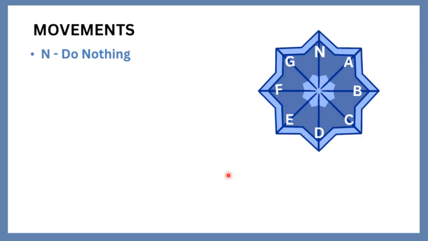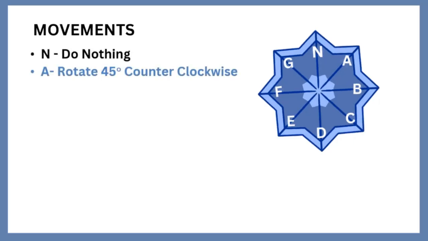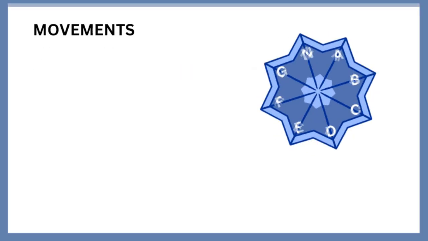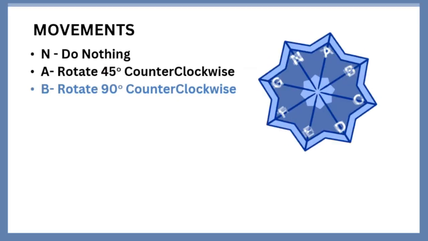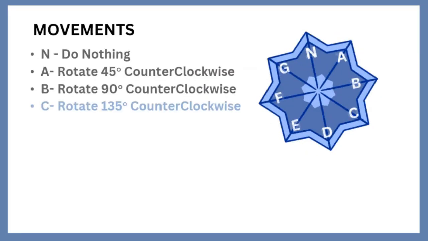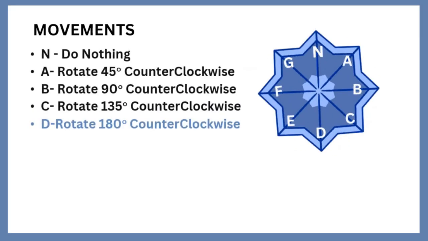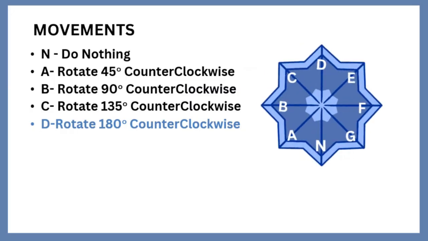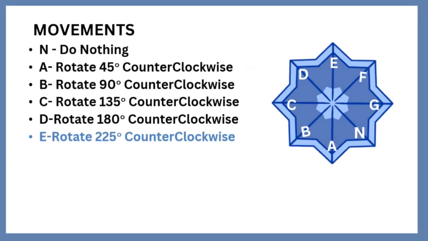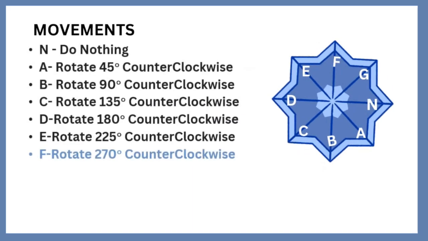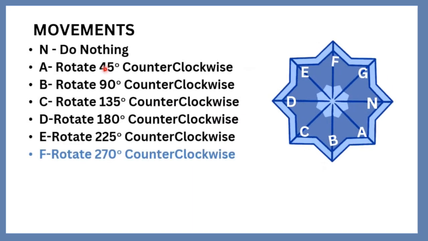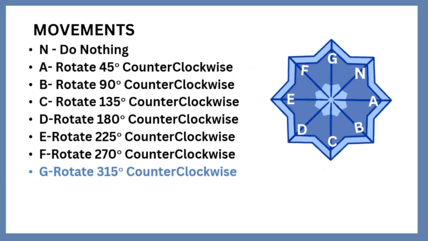And here are the movements that correspond to each letter. So for N, we have do nothing. For A, rotate 45 degrees counterclockwise. For B, rotate 90 degrees counterclockwise. For C, rotate 135 degrees counterclockwise. For D, rotate 180 degrees counterclockwise. And for E, rotate 225 degrees counterclockwise. For F, we have rotate 270 degrees counterclockwise. And for G, rotate 315 degrees counterclockwise.